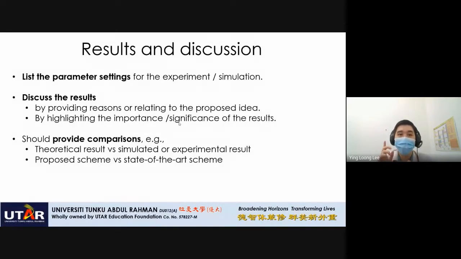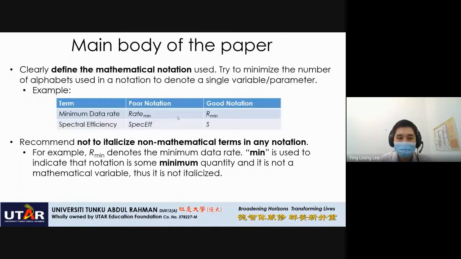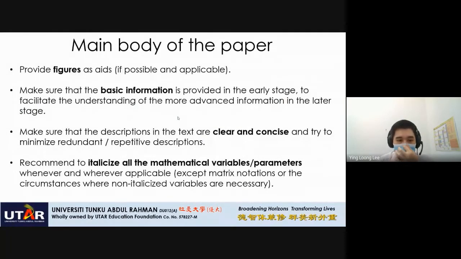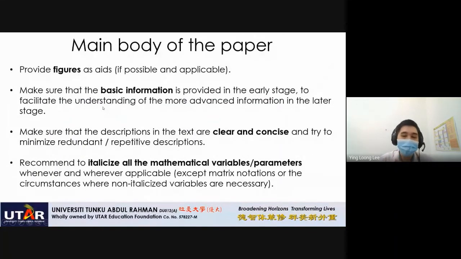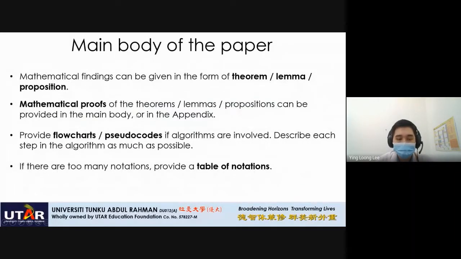So if you have your system model, problem formulation, proposed solution, or other methodological work that you want to describe, make sure you avoid these mathematical notation issues, right? Italicized or not italicized. The basic information should be there in the early stage, right? Provide figures as much as possible if needed. And if algorithms, make sure you have a step-by-step procedure and so on.